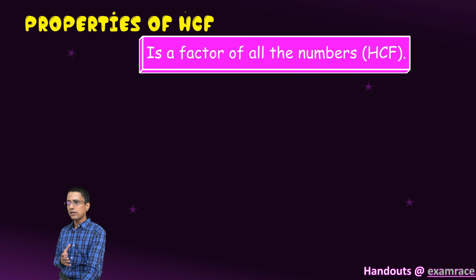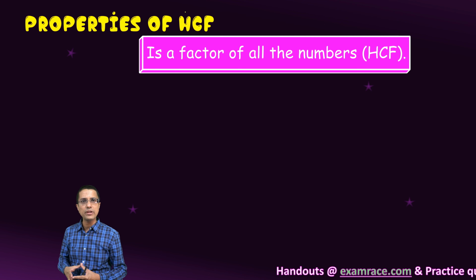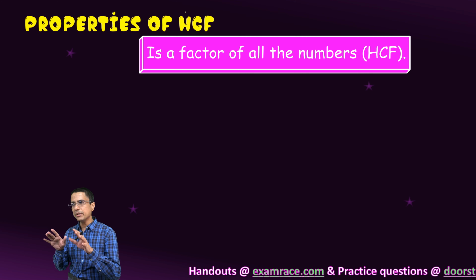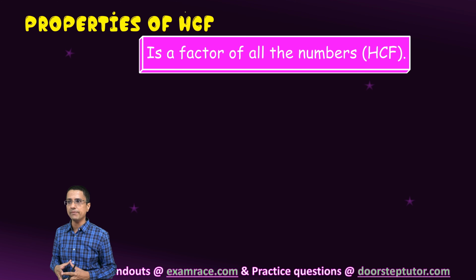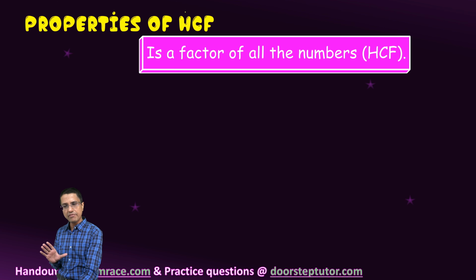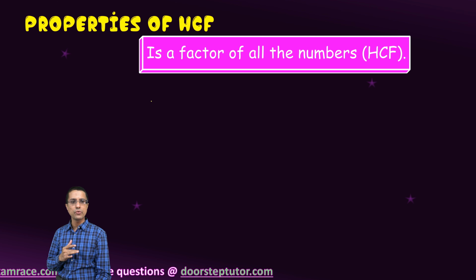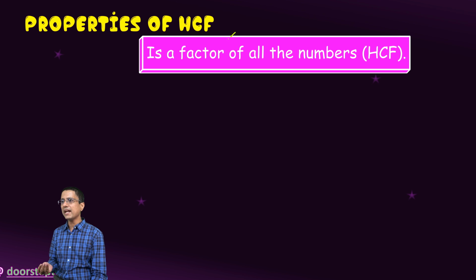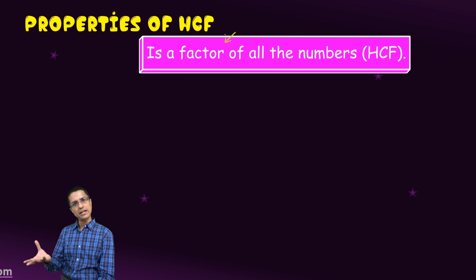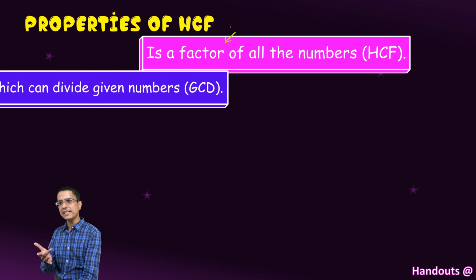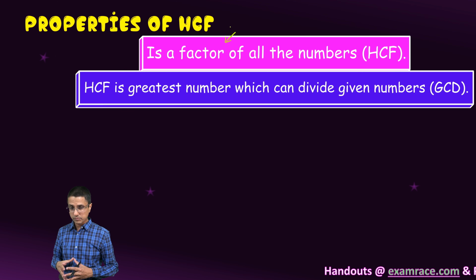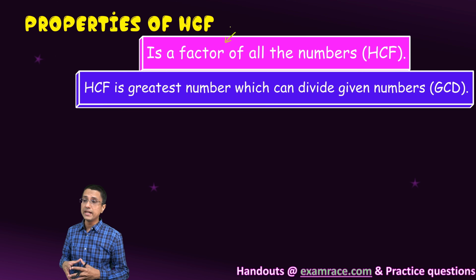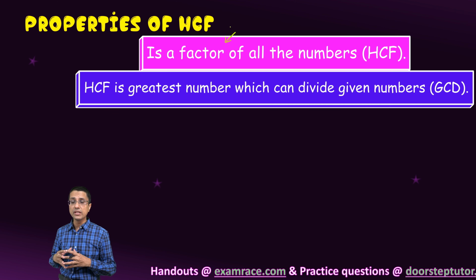Now that we understand how to calculate the HCF, we'll look at the word problems in a second, but first let's look at the properties of HCF. HCF is a factor of all the numbers. So that is true, right? In the sense that we already know that by virtue of it being the highest common factor, it is a factor of all the numbers. It is just that it is the highest possible factor. HCF is also the greatest number which can divide all given numbers, right?